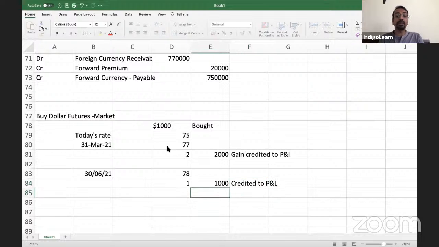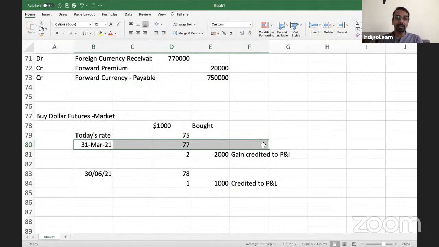So if I am holding it for speculative or trading purpose, then the difference between the rate of transaction and the closing rate or the settlement rate will be credited to P&L. Our study material has a problem where they have not done this MTM, which is incorrect as per the standard. Also, as per the general practice, you have to do a mark to market. So whatever is the closing rate, at that rate, you have to calculate the gain or loss and credit or debit to the P&L. Okay. So this is with respect to foreign exchange.